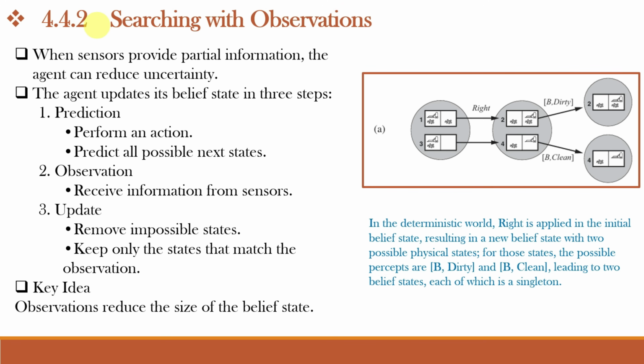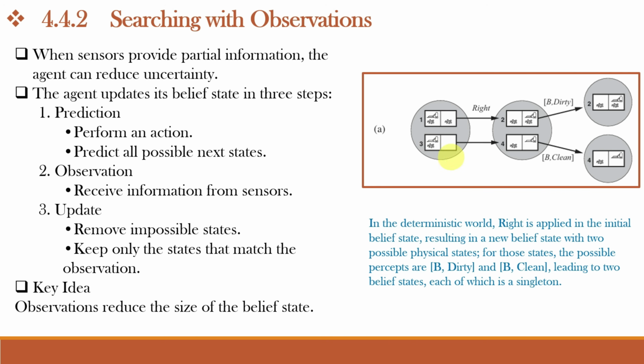Okay. See, in the sensorless search, the agent had no sensors, so it could never reduce its uncertainty. Now suppose the agent has partial sensors, which we call searching with observations. For example, in the vacuum world, the agent can detect whether it is in room A or room B, and whether the current room is dirty or clean.